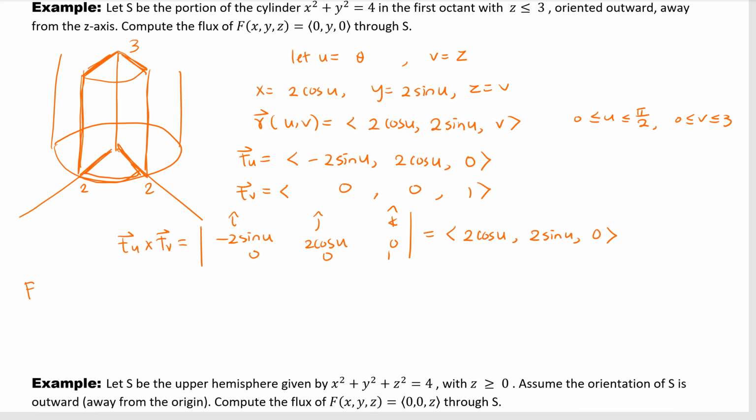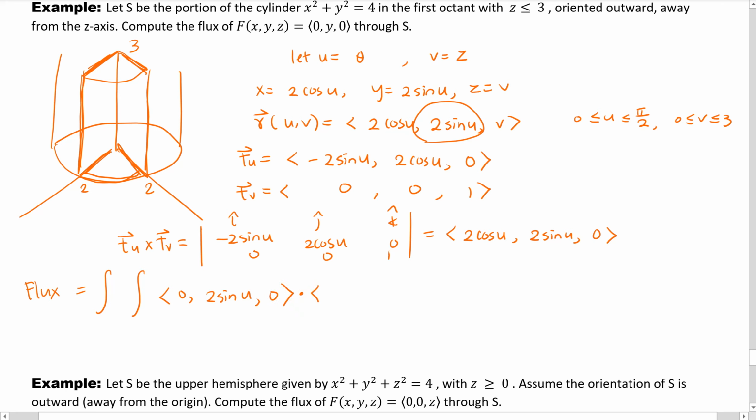Okay, so our flux integral equals the integral of F dotted with t_u cross t_v. Well, F is (0, y, 0). What's y? Let's look at the parameterization. y is 2 sine u, and z is 0. That is dotted with this t_u cross t_v. So far so good, everybody?